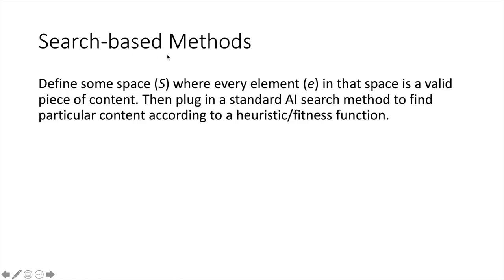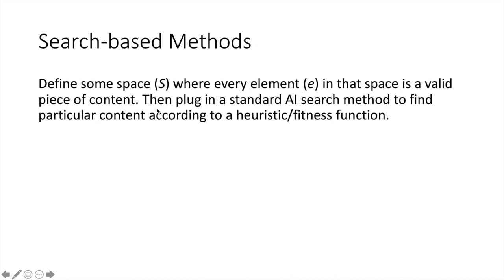So the other major method that we're going to talk about today are search-based methods. The basic idea here is that we want to define some space, S. Again, maybe we can think of this screen as a space. Anything is a space, right? If it's more than one dimension. Where every element, E, in that space is a valid piece of content, right? So every point of the space is a complete piece of content. We're not constructing a piece of content piece by piece anymore. Every single thing that we're looking at is a whole piece of content.